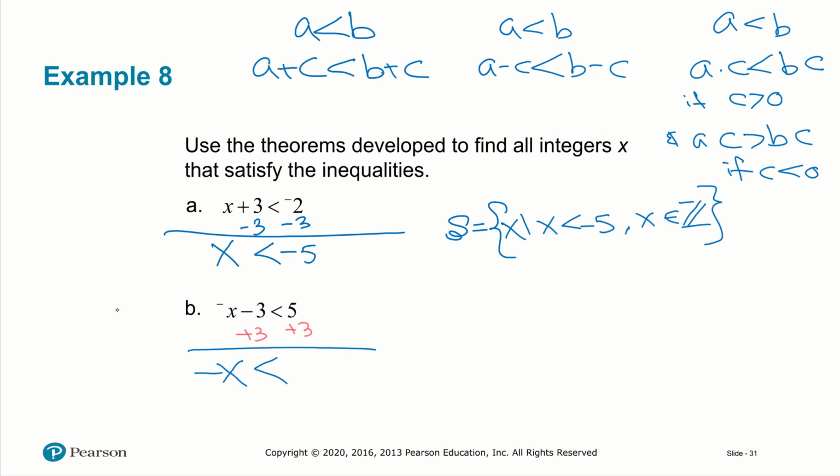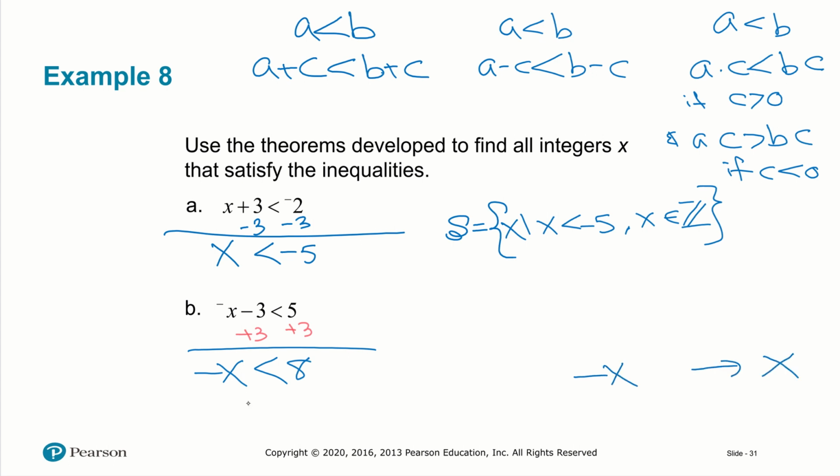Less than 8. No need to switch the direction. Sometimes people get too trigger happy with that. You only switch the direction of an inequality if you multiply or divide by a negative number. We haven't done that. But now we're going to do that. Look, I have negative x and I want x.